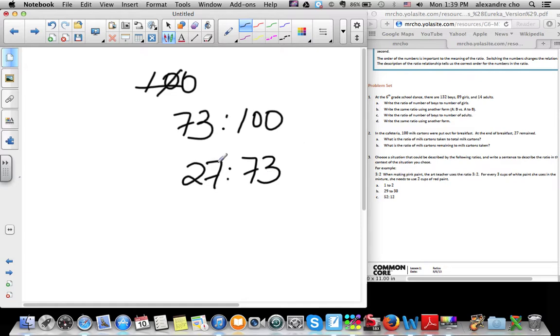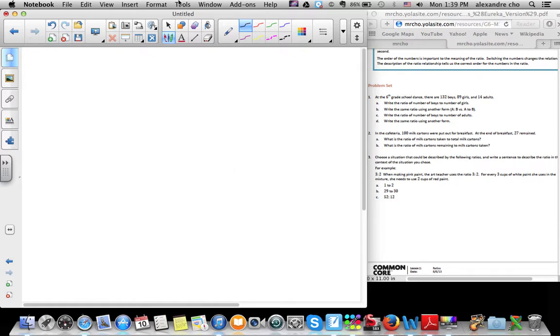And finally, 3. Choose a situation that could be described by the following ratios and write a sentence to describe the ratio in the context of the situation you chose. For example, 3 to 2. When making paint, the art teacher uses the ratio 3 to 2. For every 3 cups of white paint she uses in the mixture, she needs 2 cups of red paint. Well, I'm not going to do all of them, but I'll do the first one, 1 to 2.